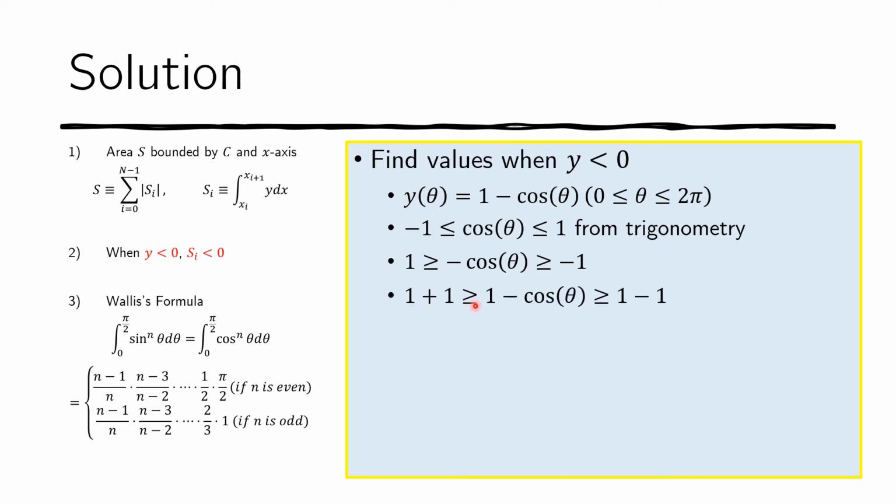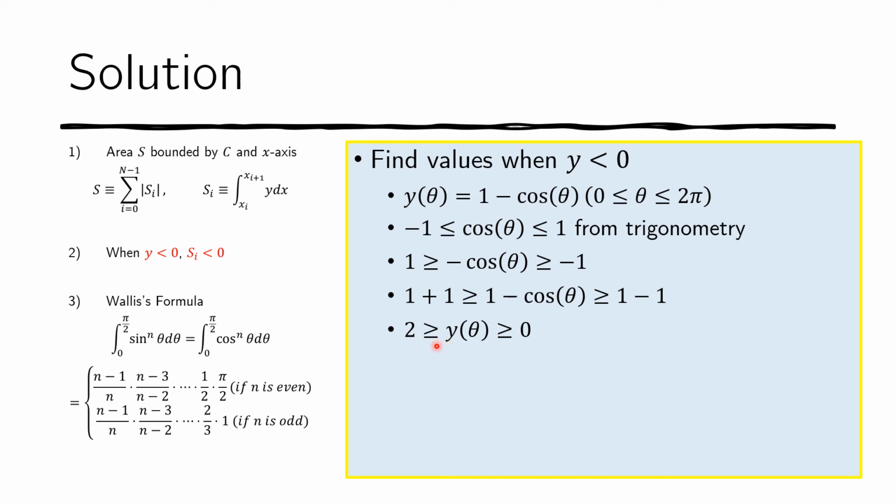We get 1 plus 1, 1 minus cosine theta, 1 minus 1. So now we have this bit here, and we can replace it with y of theta. So we get 2 is greater than or equal to y of theta is greater than or equal to 0. What this tells us is that y of theta never falls below 0. So it's always positive, and in fact, it's always less than or equal to 2.